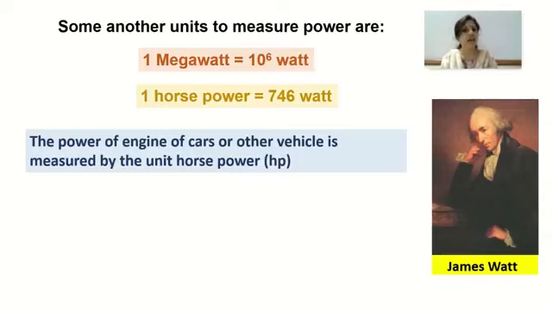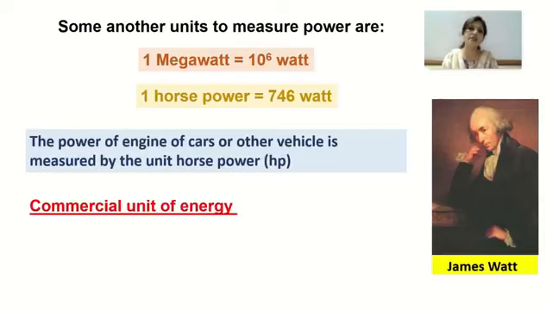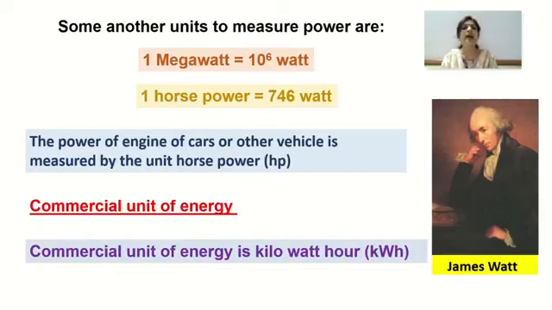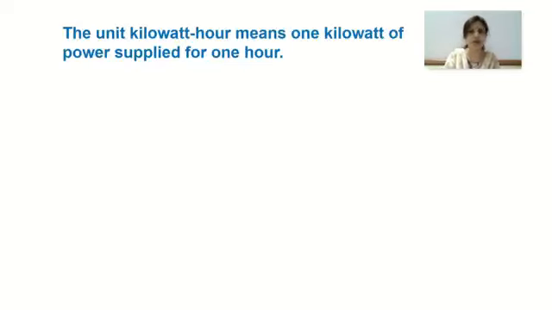Alright. Then the commercial unit of energy. Commercial unit means on a large scale in the industry when electrical energy is used. That commercial unit of energy is kilowatt hour. And the unit kilowatt hour means 1 kilowatt of power supplied for 1 hour. So how much electrical energy is supplied to us for 1 hour, that is measured in kilowatt hour, which is called the commercial unit of energy. This is not mentioned in your textbook, but this is just for your extra information.